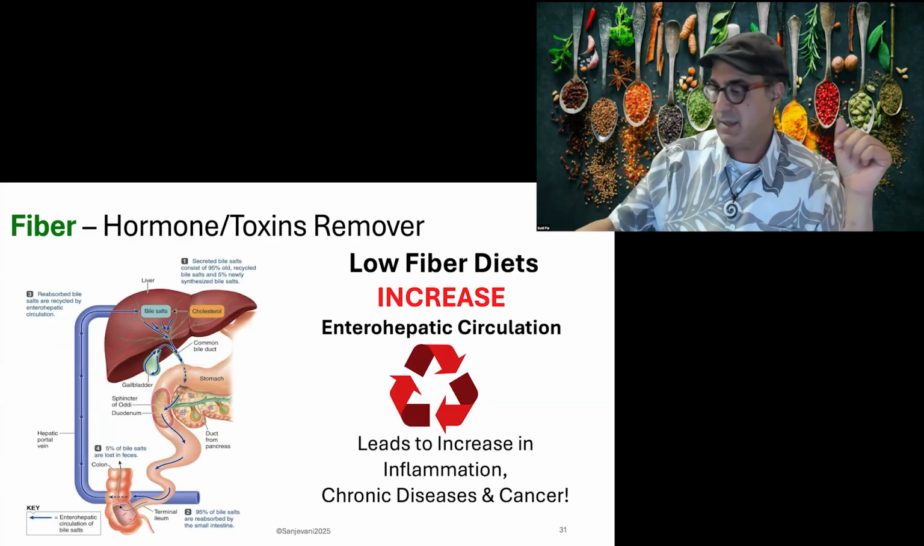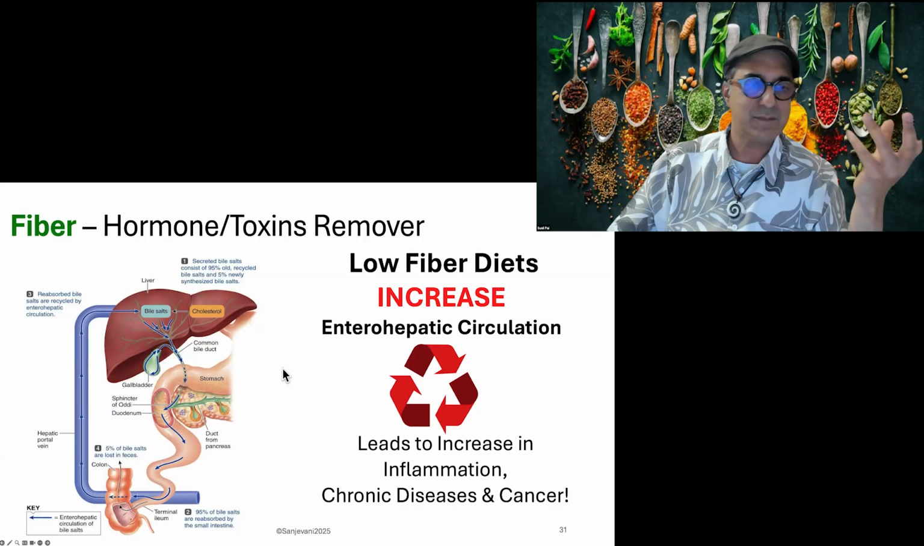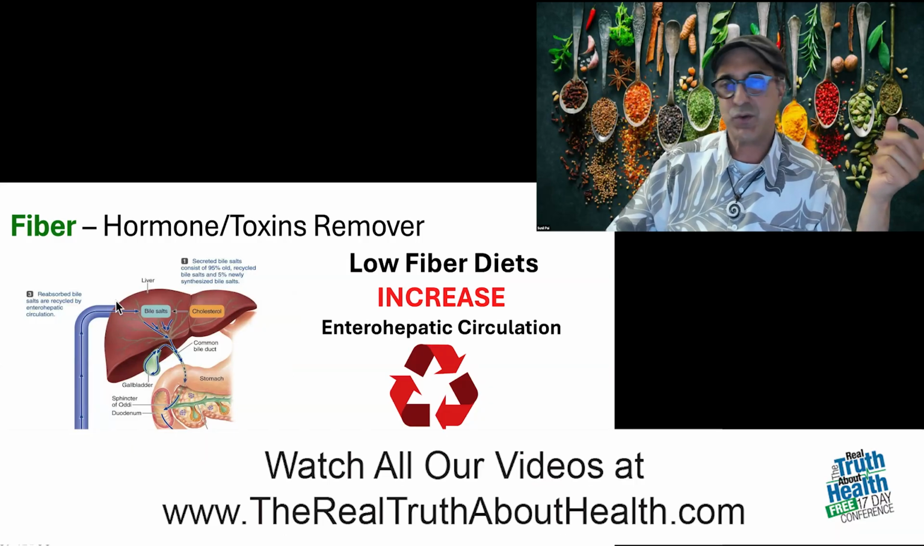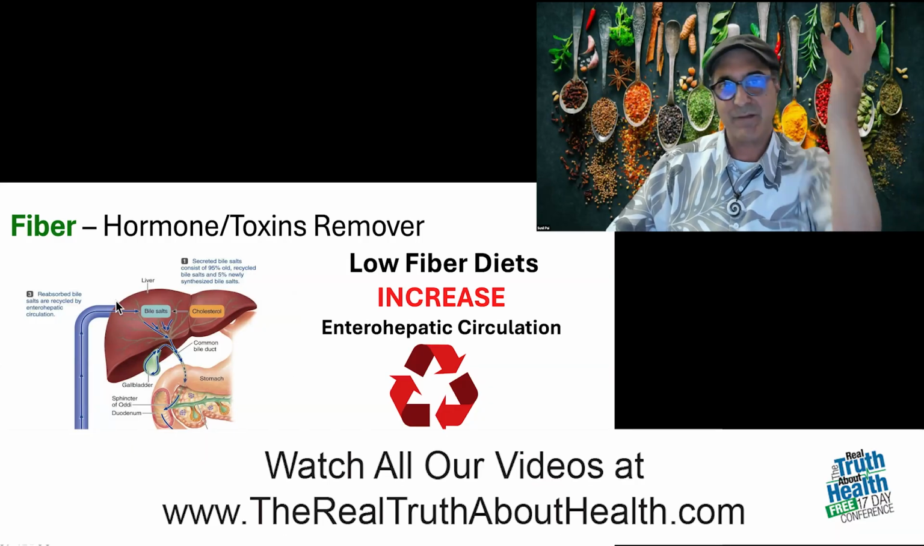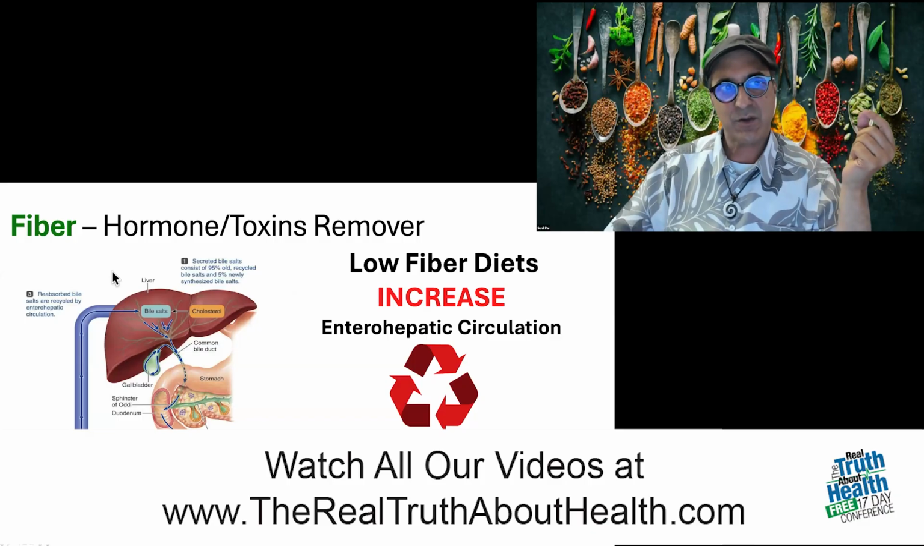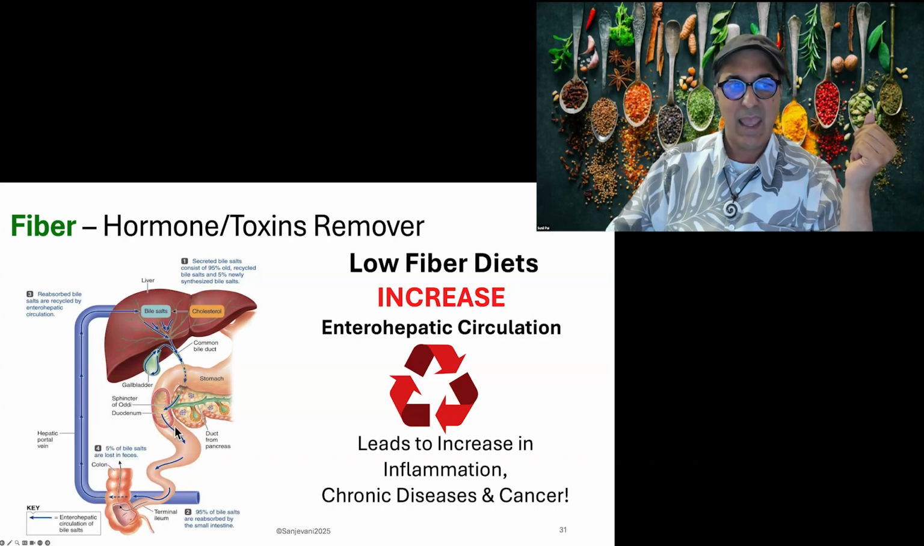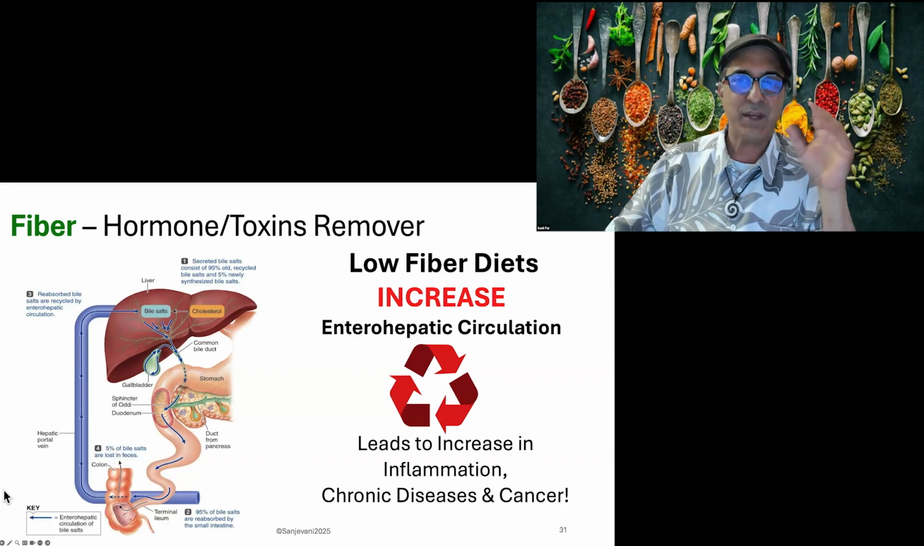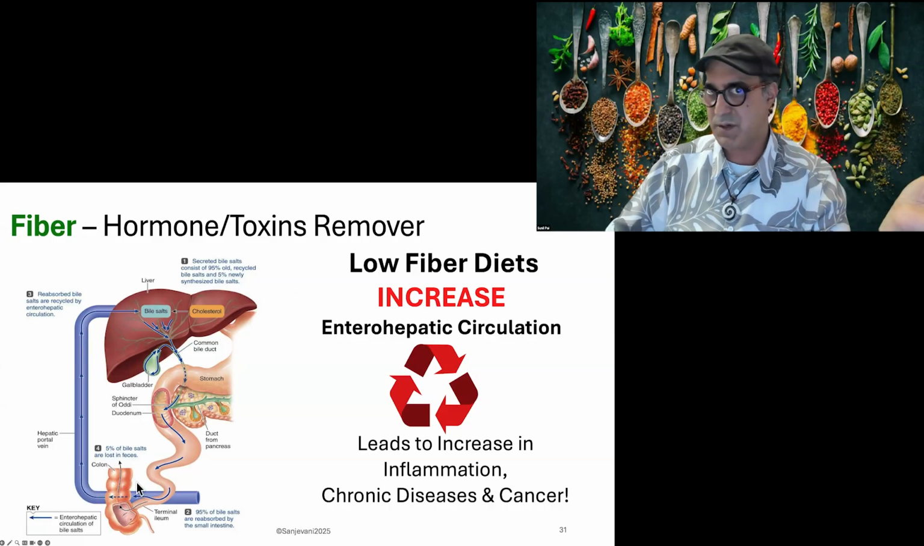So what fiber does, this is a simple diagram, but here's your liver. Everything that you eat goes through that master filter after digestion. And then the bile salts that come from the gallbladder bind to all these fats, bind to all the toxins, and then you excrete it out. But if you have a low fiber diet, which is most of America, by the way, it's called enterohepatic circulation.